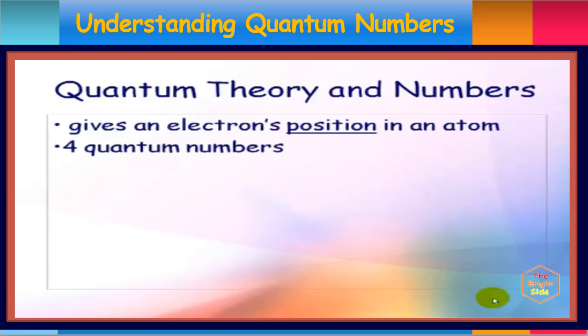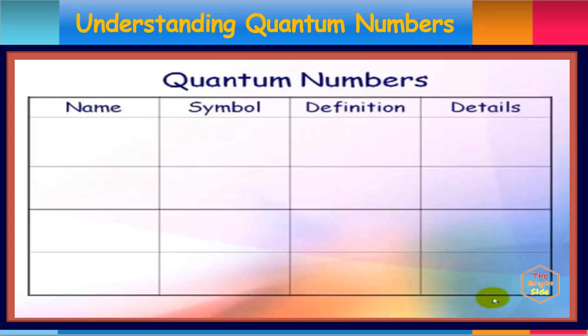There are 4 different quantum numbers. They're each symbolized with a letter. I know you think of numbers, but each of the quantum numbers will represent a specific number, even though they are symbolized with letters. So N, L, M, and S are our 4 quantum numbers. This table here is going to break down each number, give us the symbol, the definition, and some details about it. You will need to know this table for a quiz next week. So please make sure that you copy this table down in your notes.